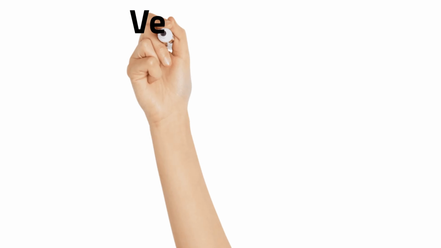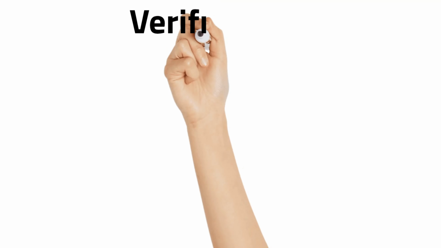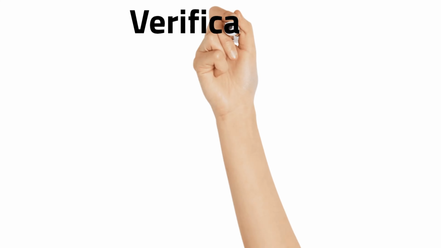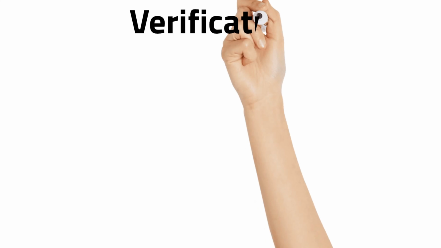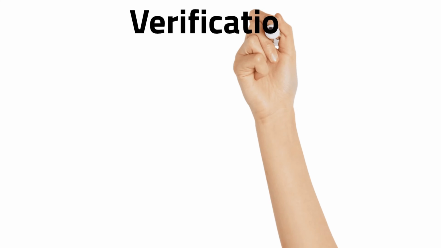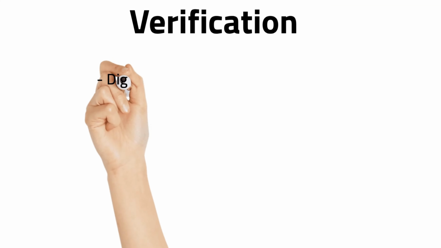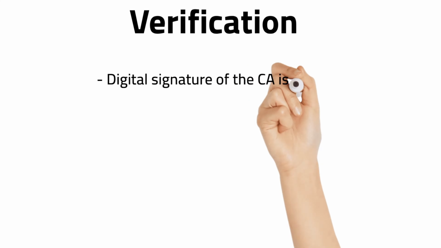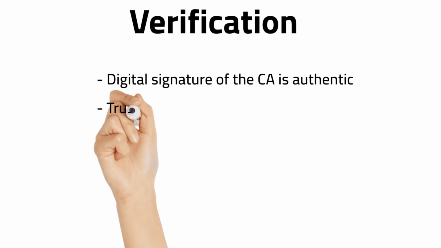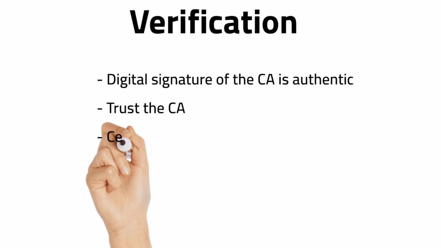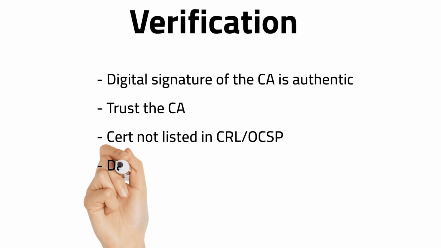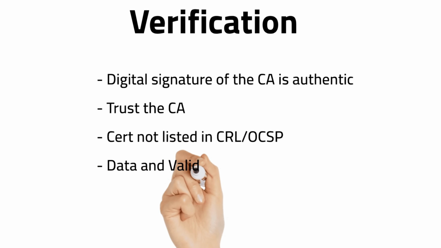Next, we can see the verification process. If the sender wants to communicate with another person or server or website, they can verify the following details. The digital signature of the CA is authentic. Then they trust the CA. The certificate should not be listed on the CRL. What is CRL? Certificate Revocation List. It provides the list of certificates that are revoked. The certificate actually contains the data that you are trusting. Once you are satisfied with all these details, then you are good to communicate securely with the other person.